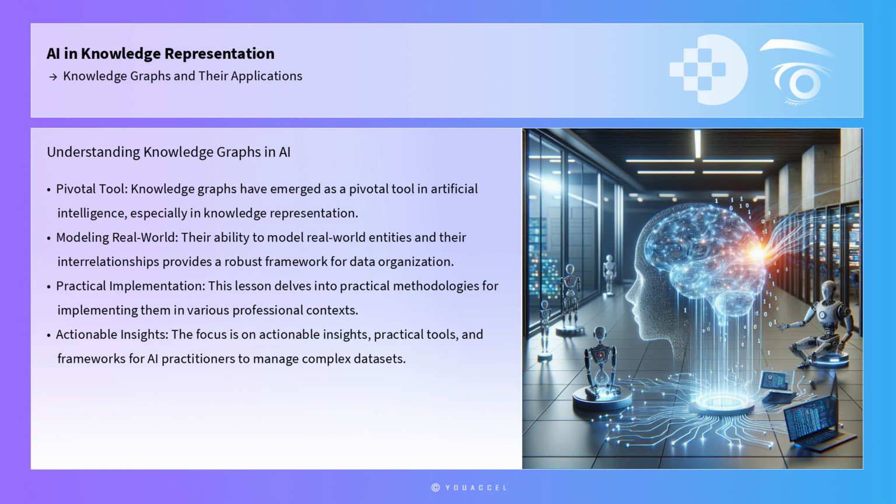Knowledge graphs have emerged as a pivotal tool in the realm of artificial intelligence, particularly in knowledge representation. Their ability to model real-world entities and their interrelationships provides a robust framework for organizing and utilizing vast amounts of data. This lesson delves into the functional aspects of knowledge graphs, their applications, and practical methodologies for implementing them in various professional contexts. The focus is on actionable insights, practical tools, and frameworks that practitioners in the AI field can directly apply to enhance their proficiency in managing complex datasets.